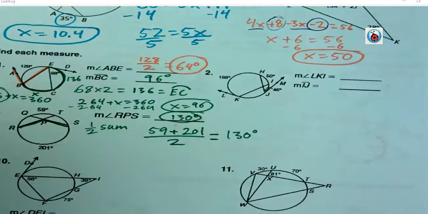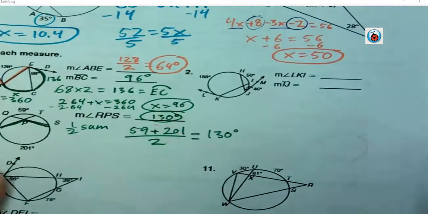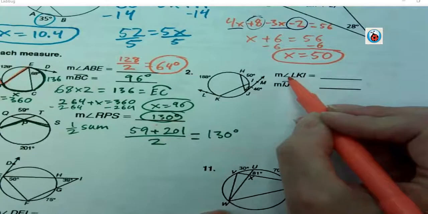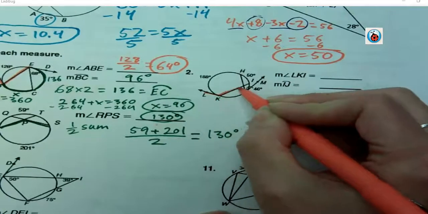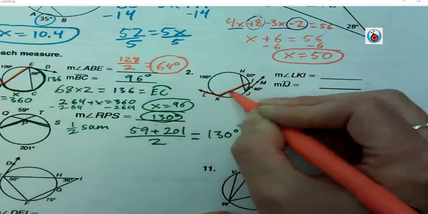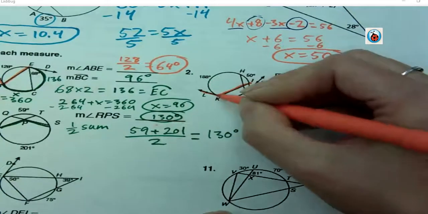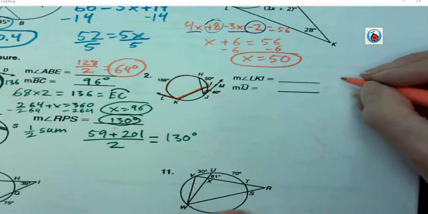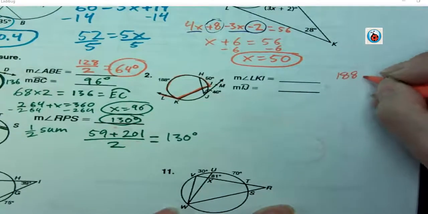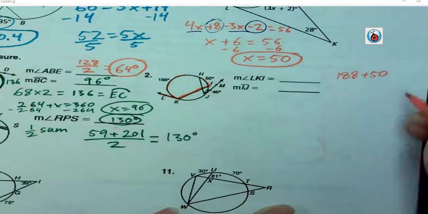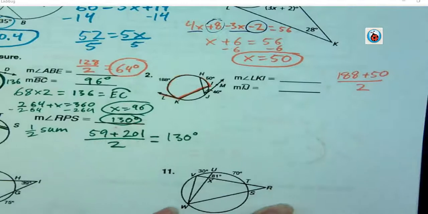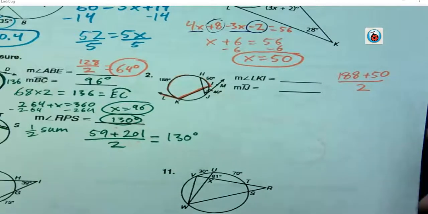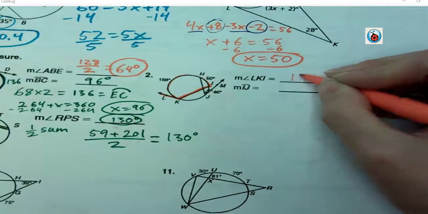Alright, problem 2 here has a lot going on, so let's first look at what they ask for. LKI, that's pretty simple. It goes along with this whole arc. So I just have to do 188 plus 50 to get the whole thing, divide it by 2. And that comes out to 119.